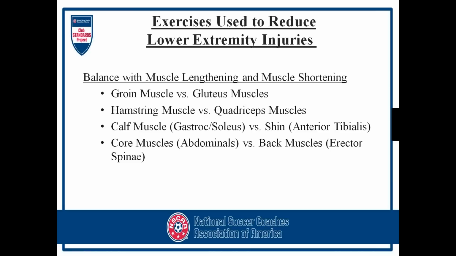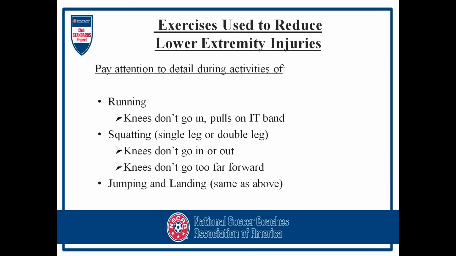Same thing with calf muscles versus your shin muscles. We all do heel raises. We also need to focus on the opposite, toe raises, to build up the front side of the shin. Sometimes that's why we develop shin splints: we don't develop enough strength in the shin muscles. Core muscles versus back muscles: make sure we're working both sides, not just the abdominal area, and not just the back area.